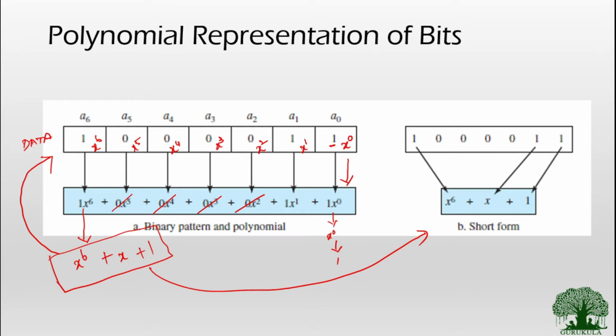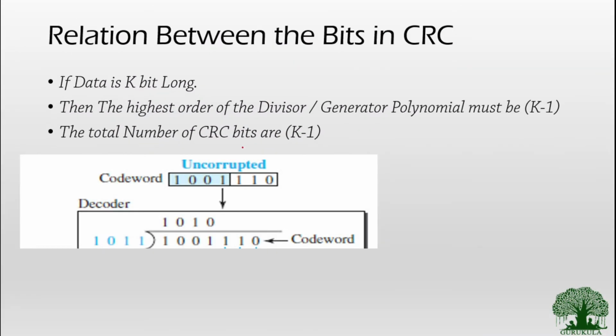The second one is, we have to understand the relationship between the bits in CRC. As I already said, you will have a data bit, and then your data bit will be appended by a few bits of CRC, and long division will be performed by using a divisor over here. So these are the three main components required to perform a cyclic redundancy check. How many bits of data are required, how many CRC bits are required, and what divisor polynomial I have to choose, everything should have a relationship.